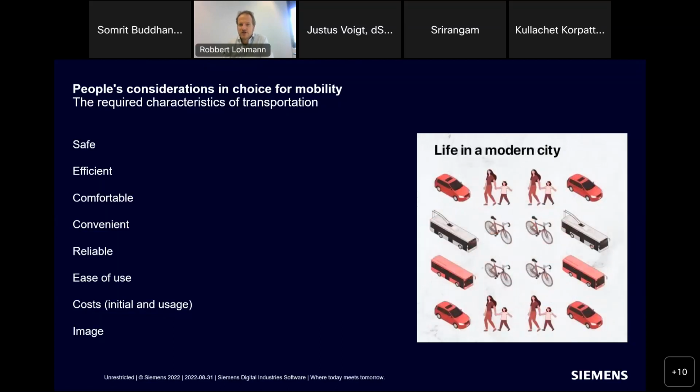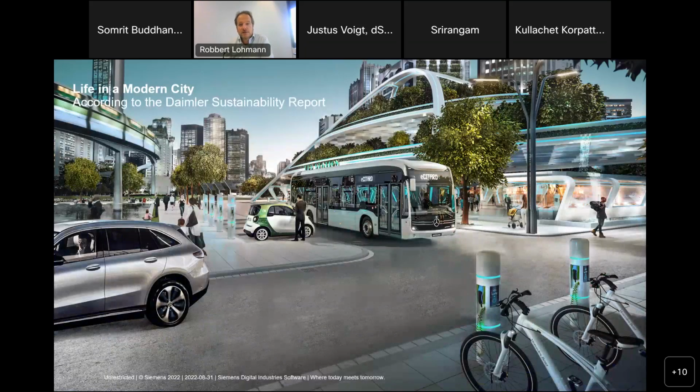This is what modern cities are going through. Different types of vehicles. So whenever we are talking about trucks, automated buses, we're talking also about manually driven variants. A lot of pedestrians, huge complexity, and this is seen by everybody because I took this next picture from a sustainability report.